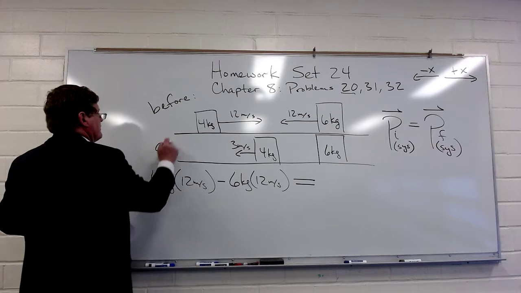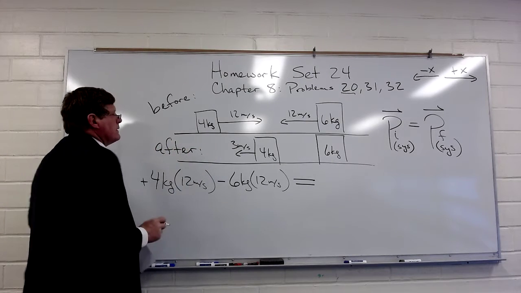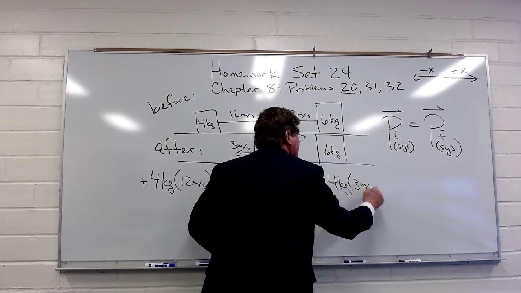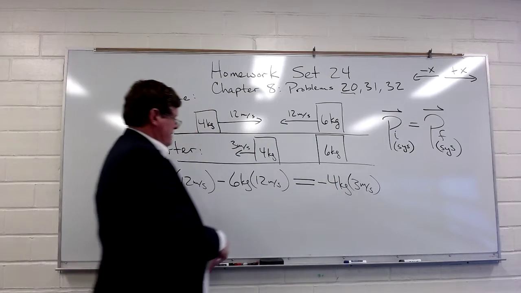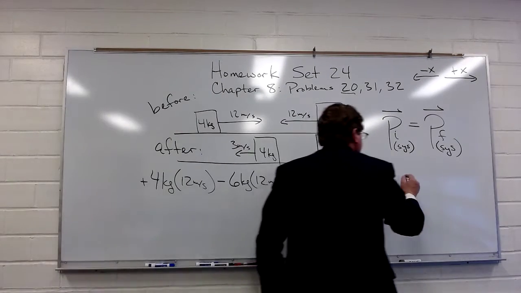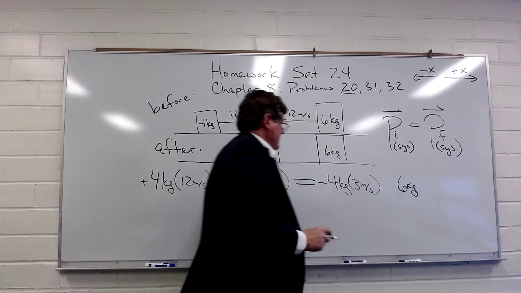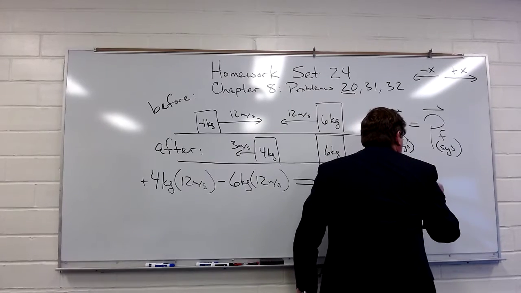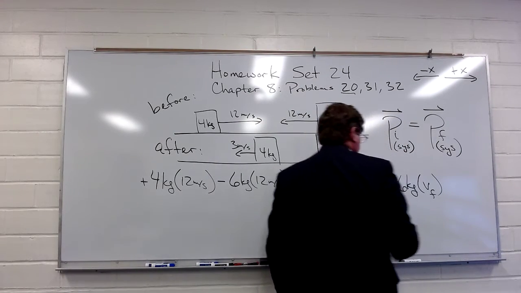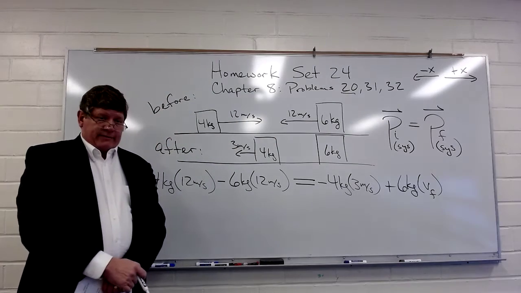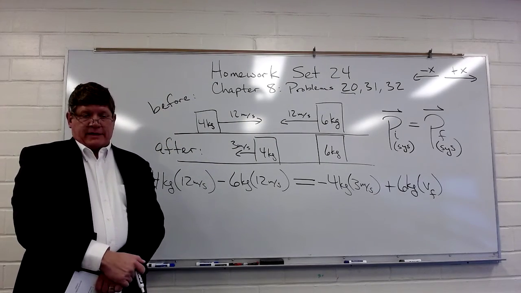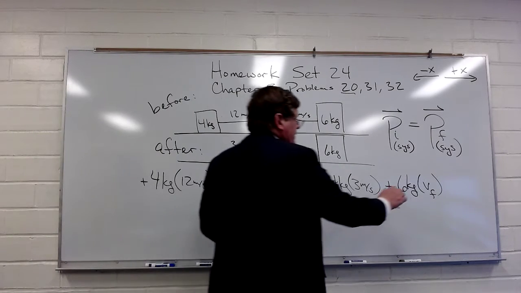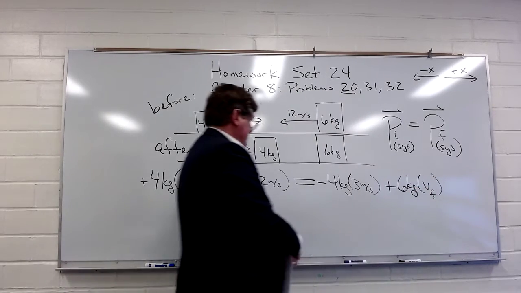So after the collision, we have 4 kilograms moving at 3 meters per second, and it's moving left, so that's negative momentum. And then I have this 6 kilogram block, and I don't know whether it's moving left or right. So I just assume that it's moving to the right. I give it a positive variable, and then I solve for that variable. If I get a negative answer, then I know I guessed wrong. Okay, so my goal is to solve for this final velocity there.